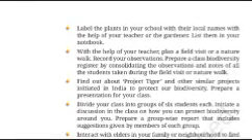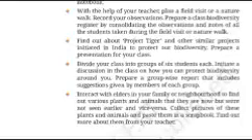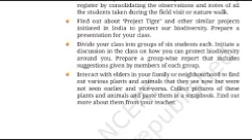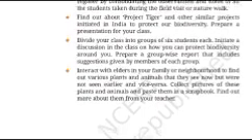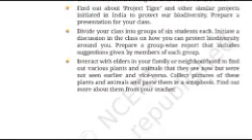Label the plants in your school with their local names with the help of your teacher or the gardener. List them in your notebook. With the help of your teacher, plan a field visit or nature walk. Record your observations. Prepare a class biodiversity register by consulting the observations and notes of all the students taken during the field visit or nature walk.